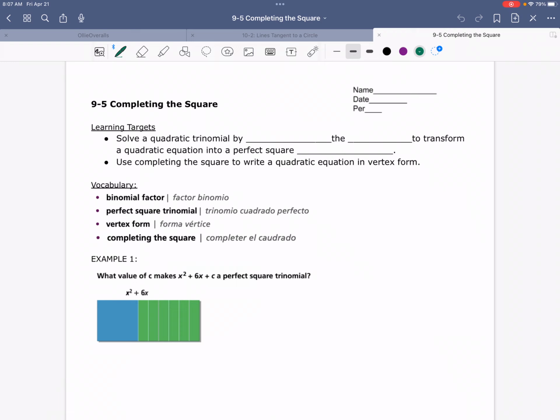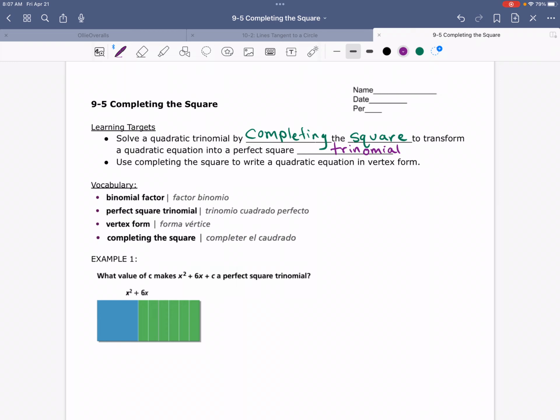Your learning targets are to solve a quadratic trinomial by completing the square, to transform a quadratic equation into a perfect square trinomial, and to use completing the square to write a quadratic equation in vertex form.